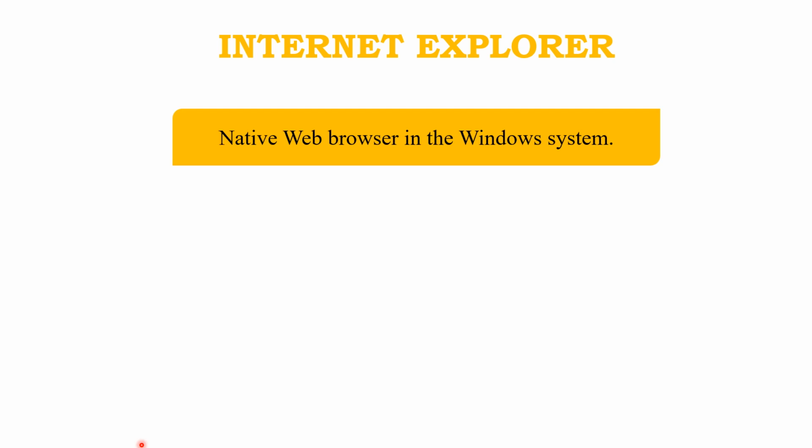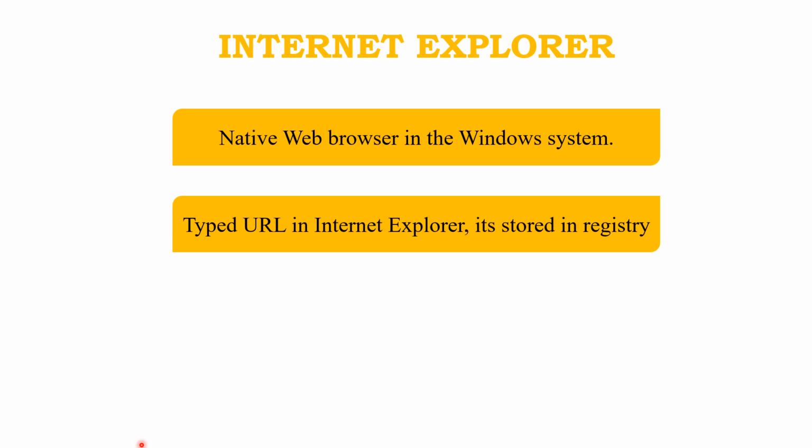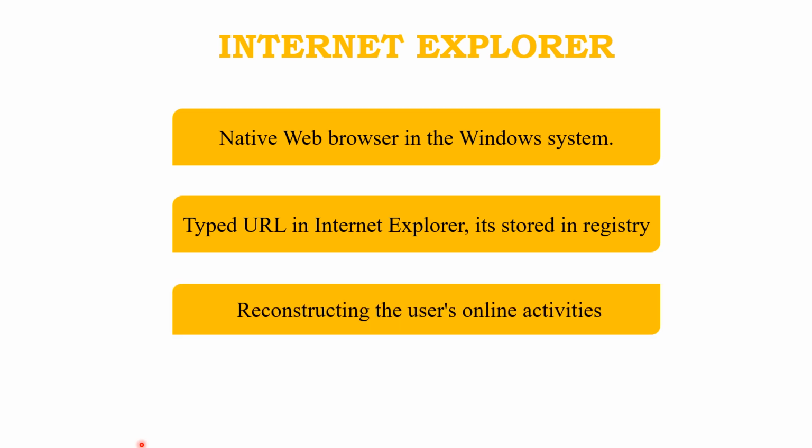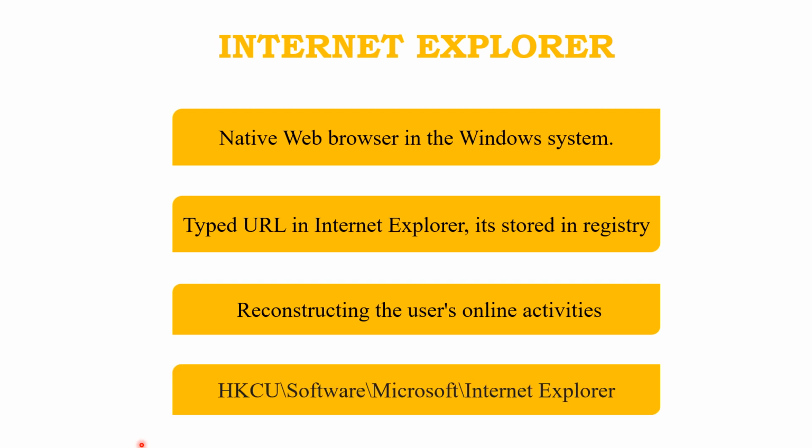So next is Internet Explorer. So it is the native web browser in the Windows operating system, and the URLs which are visited by the user in the web browser are stored under the typed URL subkey in this Internet Explorer under the registry. So it helps in reconstructing the user's online activities, and the Internet Explorer subkey is located under this hive, that is current user hive.